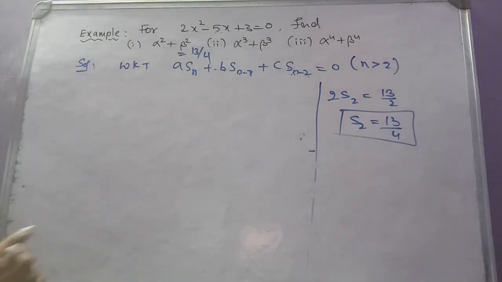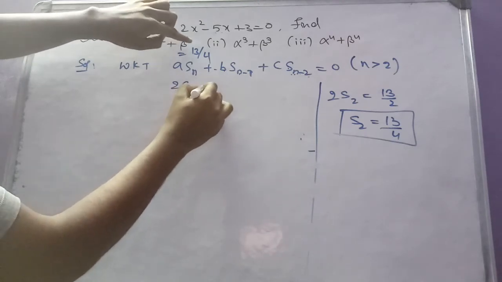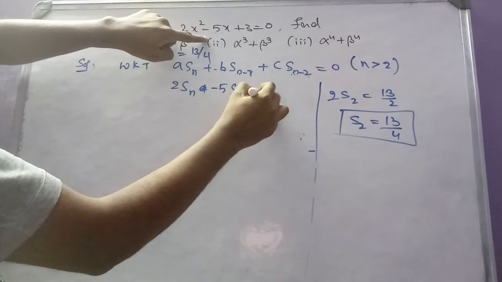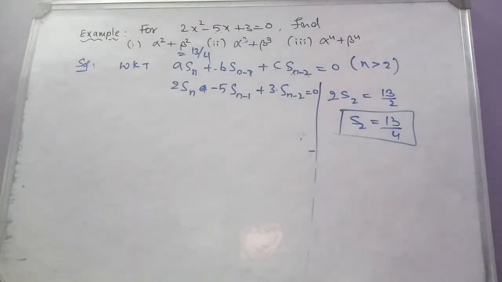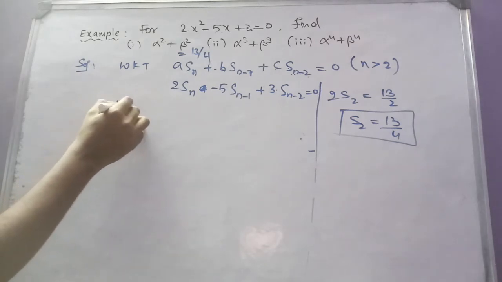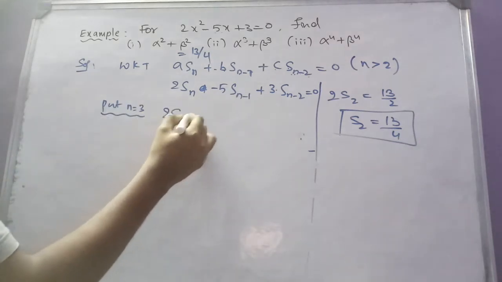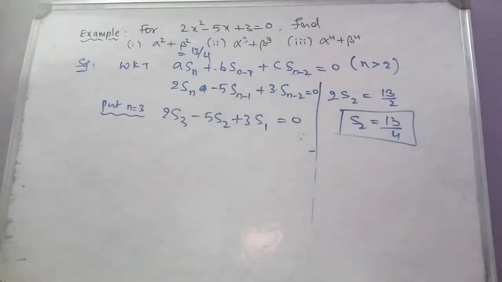So now, according to Newton's theorem, we say that 2 into Sn minus 5 into Sn minus 1 plus 3 into Sn minus 2 equal to 0. Now you put n is equal to 3, starting from n is equal to 3. So what is it? 2s3 minus 5s2 plus 3s1 equal to 0.